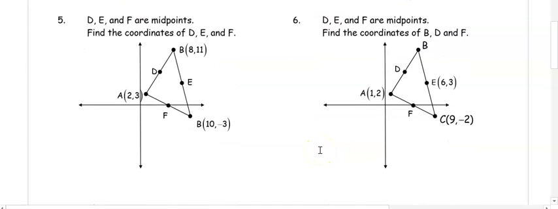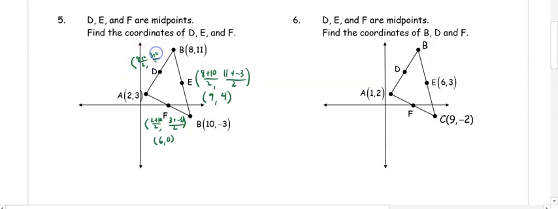Number 5, find the midpoints of the coordinates. So for midpoints, we are going to add them and divide by 2 if we are given the endpoints. So we have 8 plus 10 divided by 2 and 11 plus negative 3 divided by 2, which is going to get us 9 and 4. We have 2 plus 10 divided by 2 and 3 plus negative 3 divided by 2, which gets us 6, 0. And then we have the x coordinates 8, 2 divided by 2 and the y coordinates 3, 11 divided by 2, which would give us the coordinate of 4, 7.